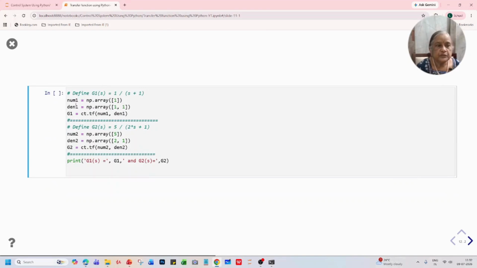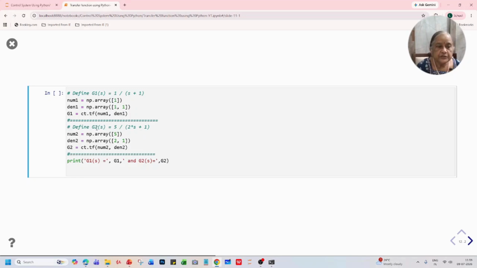So first we shall take the two transfer functions G1 and G2 and construct them using the NumPy array, defining the numerator and denominator. For the first transfer function G1, I am designating the numerator and denominator by NUM1 and DEN1 by passing the numerator array and denominator array. So here G1 is 1 by s plus 1, so the numerator will have only one element, and denominator is a first order polynomial, so it will have the components 1, 1. So pass this numerator 1 and denominator 1 to construct the transfer function using ct.tf and designate it as G1.